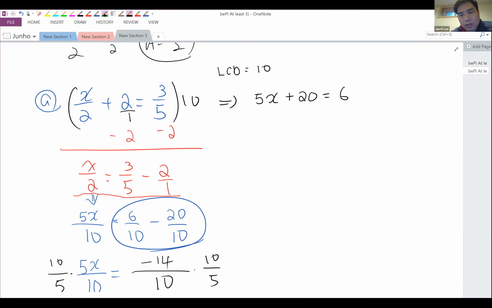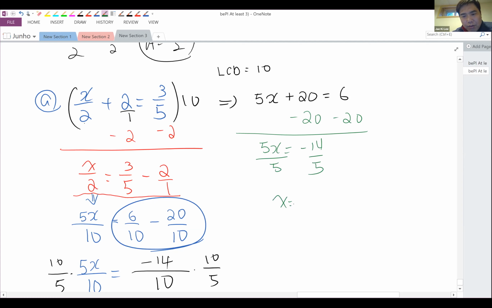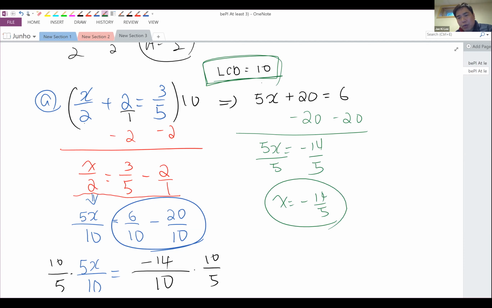That's what you mean. And then subtract 20. Then 5x equals negative 14 and divide by 5. So x equals negative 14 over 5. Okay. So we get exactly the same answer. It is up to you which method you use, but I prefer the LCD method more because you can get rid of all the denominators and make it an integer type of equation.